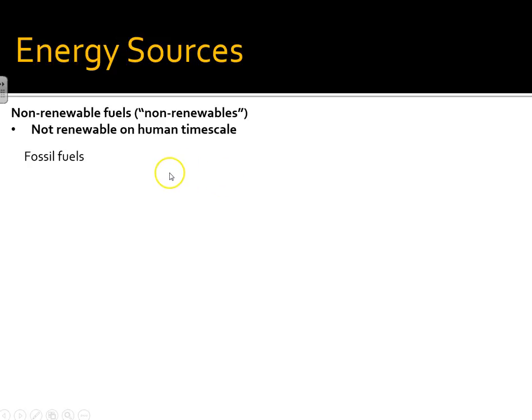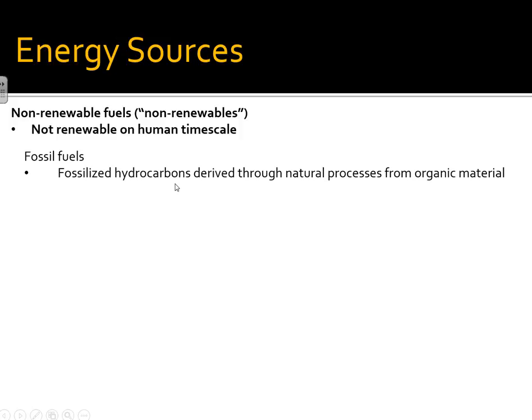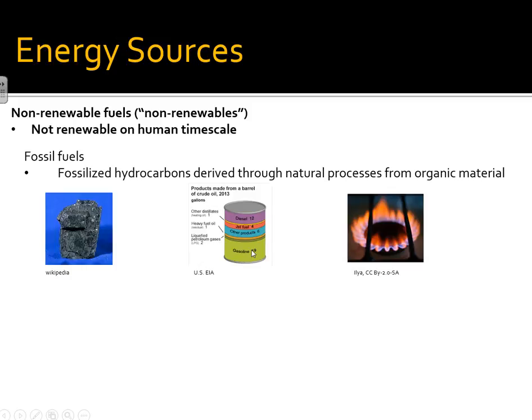So how do you think fossil fuels are defined? Feel free to press pause. Fossil fuels are defined as fossilized hydrocarbons derived through natural processes from organic material. We're going to unpack that definition in a minute, but first, what are the three main fossil fuels that we use in the world? We have coal, oil, and natural gas. I'm sure you've heard of all of them. So those are the main fossil fuels that we use.